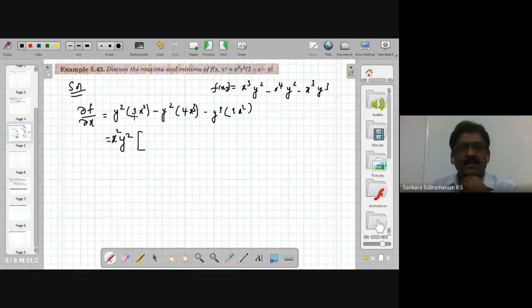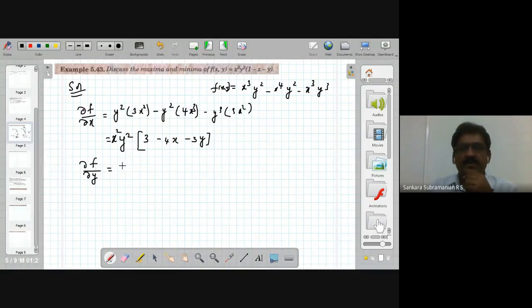What happens if I take x square and y square common? Here 3 will come, y square is taken out, x square is also taken out. So minus 4x. And here x square and y square have been taken, so this is minus 3 times y. And similarly, we can find dou f by dou y.